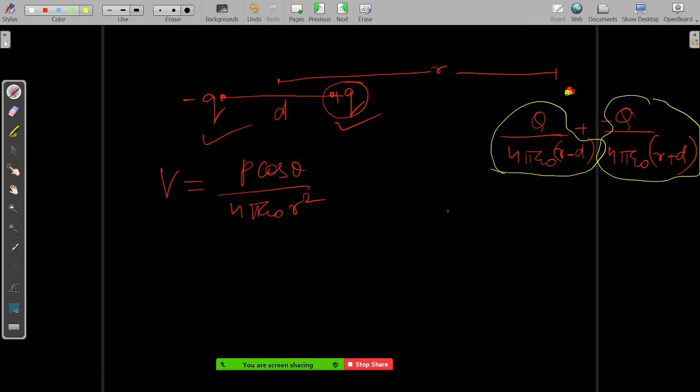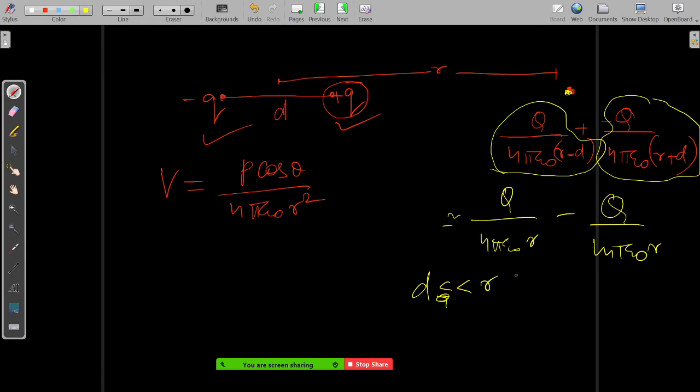So what you can say is you can approximately write something like this: q by 4 pi epsilon naught r minus q by 4 pi epsilon naught r, because d is very much smaller than r. In comparison to r, d is very small. Dipole means a minus q charge and a plus q charge very close to each other, and whatever distance they are asking you for the electric field or the potential will be much larger in comparison to this d. So on the axial point, the potential will be considered to be zero.